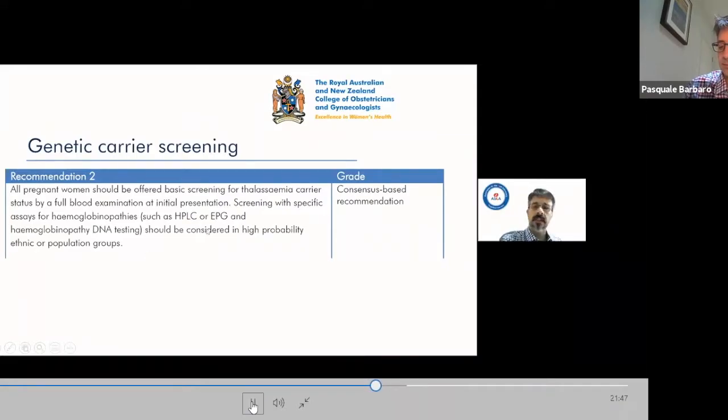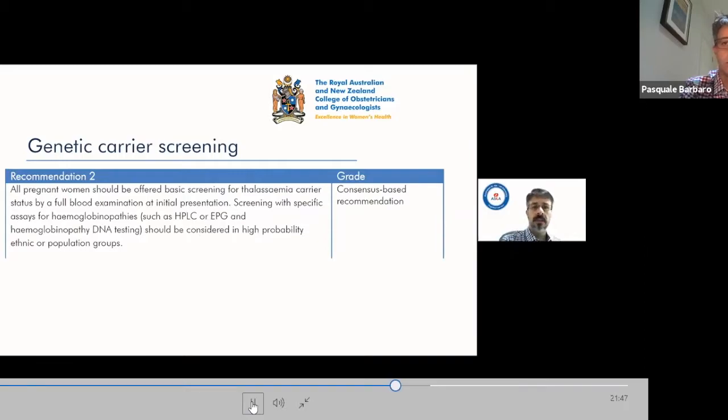And unfortunately, this isn't expanded anywhere in the document about which groups should be identified, and it doesn't mention sickle cell disease specifically. So again, obstetricians might read this and just think a full blood count is appropriate for picking up all hemoglobinopathies, not realizing that it will not pick up women who are carriers for sickle cell disease. They really need to do HPLC and EPG. So this document probably needs a little bit more detail.